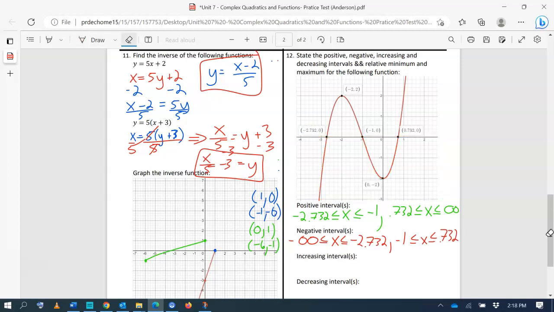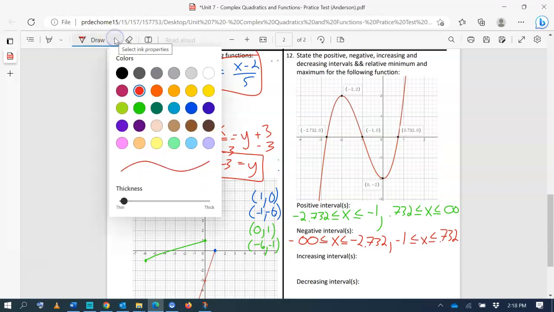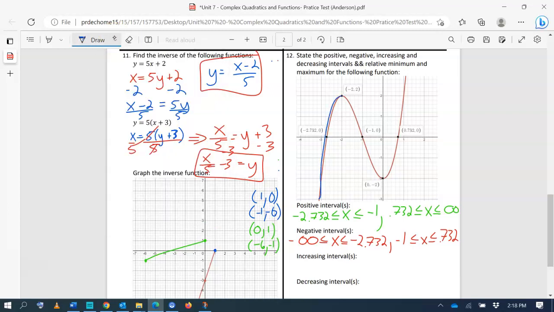Okay, a couple more things here. Now, increasing interval is where our graph is going upwards. Let's do one in blue. So our graph is going upwards all the way until we get to here. And also, it goes upwards from here all the way up to there. So we have two increasing intervals, negative infinity, x, and our x value is -2 up there. And our other increasing interval is from 0, x, infinity.